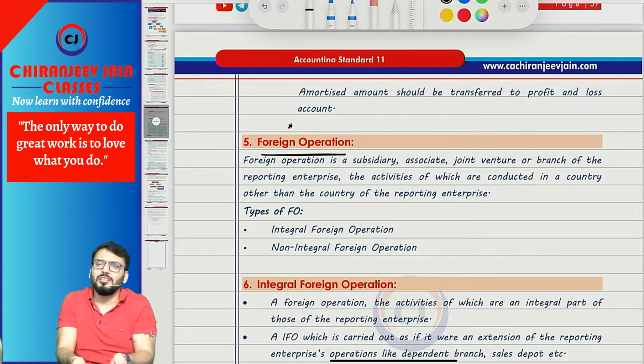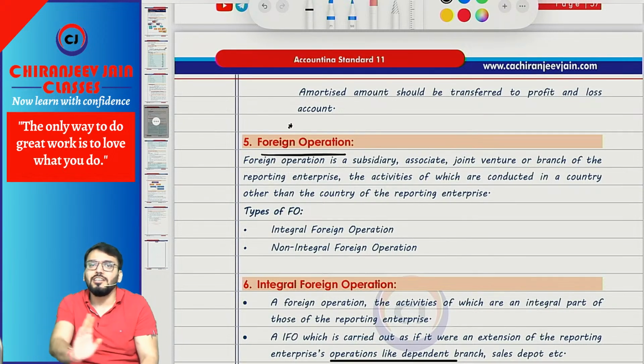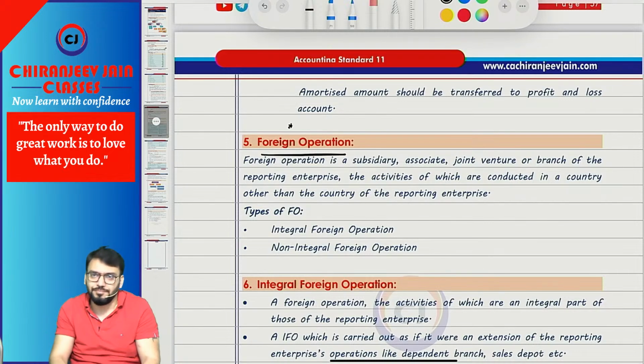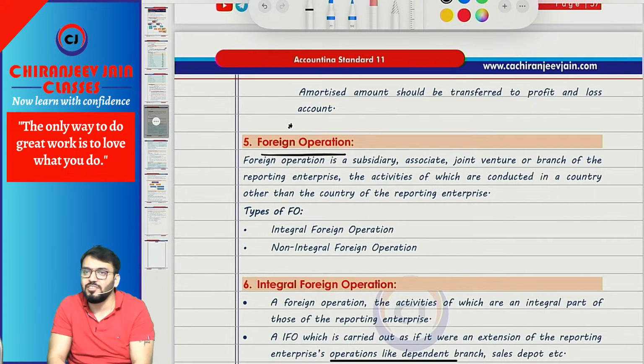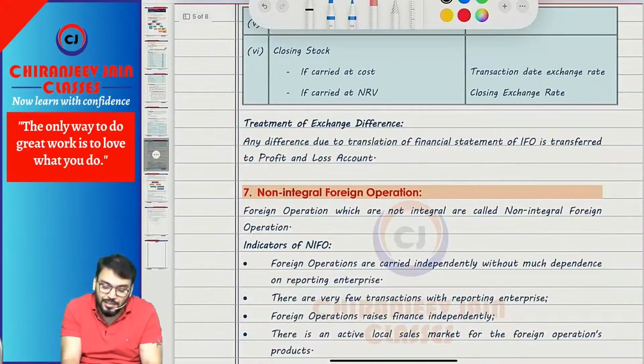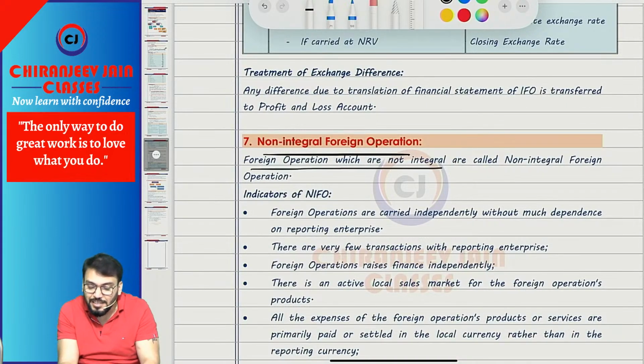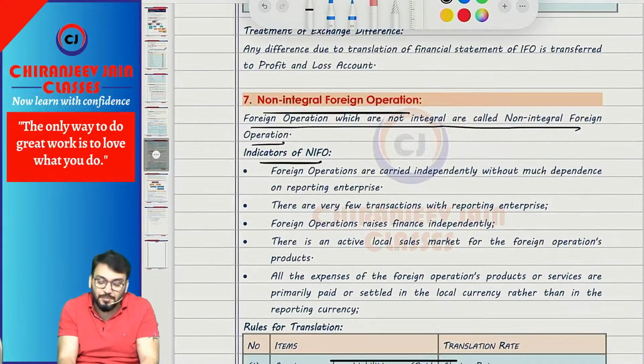Integral foreign operation means the foreign operation is an integral part of the Indian reporting entity. Non-integral means which is not an integral part. So sir, how will we identify whether it is IFO or NIFO? They have given some factors for identification of NIFO. NIFO means what? Non-integral foreign operation. So what they say, the foreign operations which are not integral are called non-integral foreign operations. Indicators of NIFO.